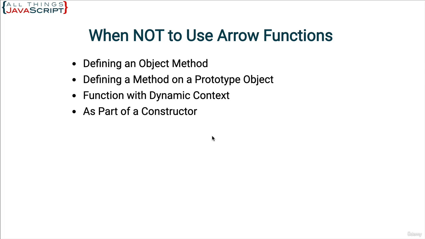The final area is as part of a constructor. And we haven't dealt with constructors in this course either, but a constructor is a way to create objects. And usually when you're setting up a constructor, you'll use the keyword this to refer to the object that is being created. Well, you can imagine what would happen if we used arrow functions in the case of that. The object would become something like window instead of the object that's being created. And so that's another area we do not want to use arrow functions. So those four areas are ones to remember.